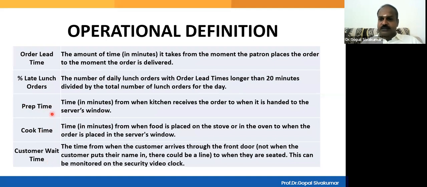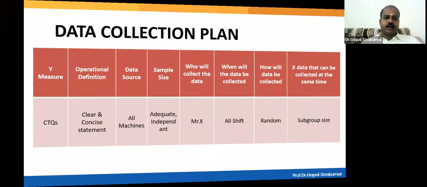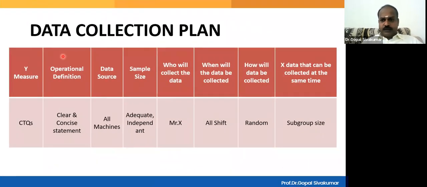See, all of them are time only, but there is a lot of difference, isn't it? So we should clearly make our people understand what we mean by preparation time, what we mean by cooking time, what we mean by customer wait time, what we mean by the lead time. This has to be made very clear, and for that purpose operational definition is required. And now a check sheet we are trying to develop, nothing but a format.